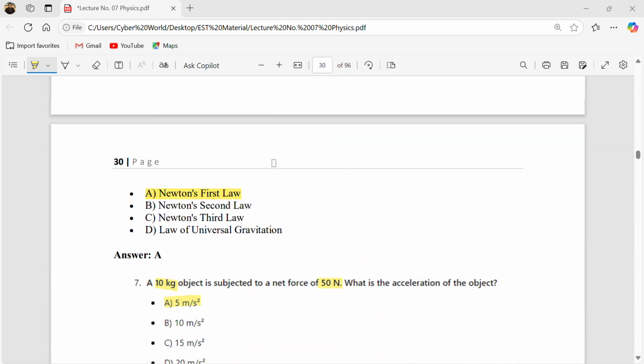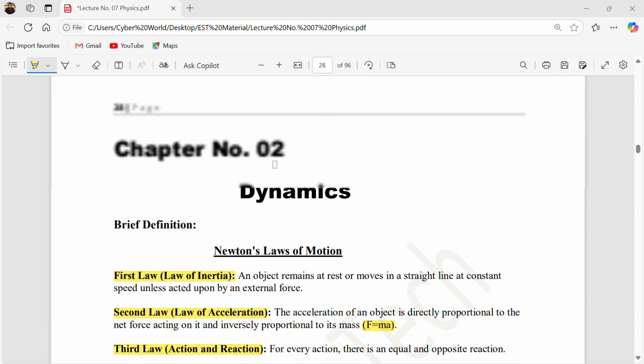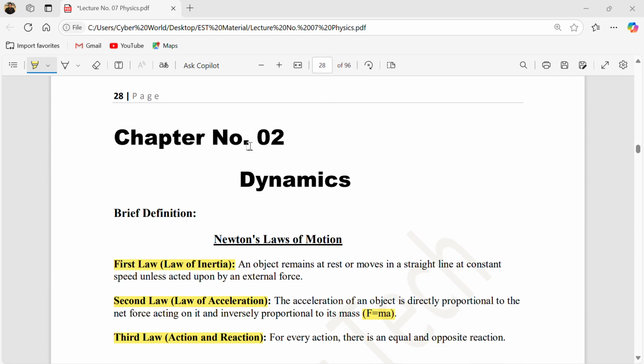Okay, so this is complete. This is chapter number 2, which we already did today. This PDF is a combination of a total of 96 pages, and it is complete EST physics preparation MCQs, and all these MCQs are relevant to the most repeated past EST physics papers. By doing these problems, you will get 90% of your results.